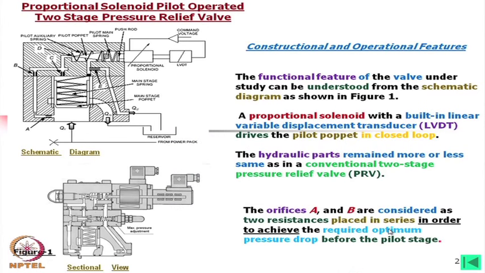Okay. Now, the orifices A and B are considered as two resistances placed in series in order to achieve the required optimum pressure drop before the pilot stage. I would say for the same valve, if you change these two orifices, then the range of operation will change. Suppose you have used A and B orifices with a particular diameter, then you find for 0 to 10 volts, or maybe 0 to 10 milliamperes of current, it is not in the range of amperes, within that range it is working for 0 to 10 megapascals. But if you change this orifice, depending on the restriction here, it may change to say 0 to 5 or maybe higher.